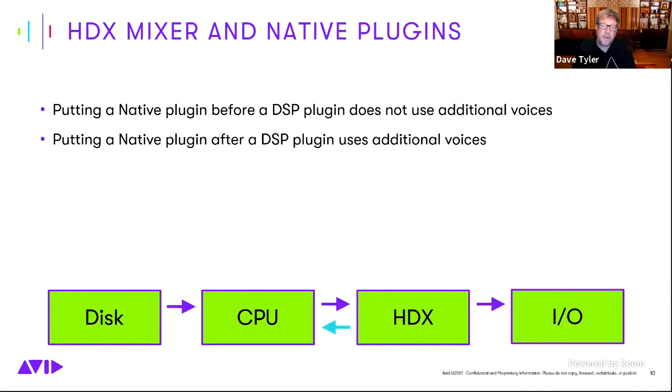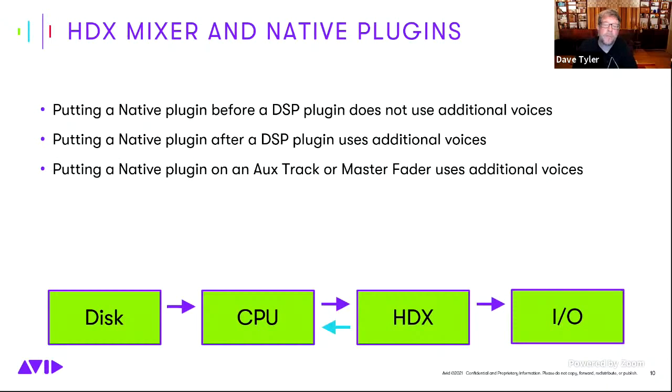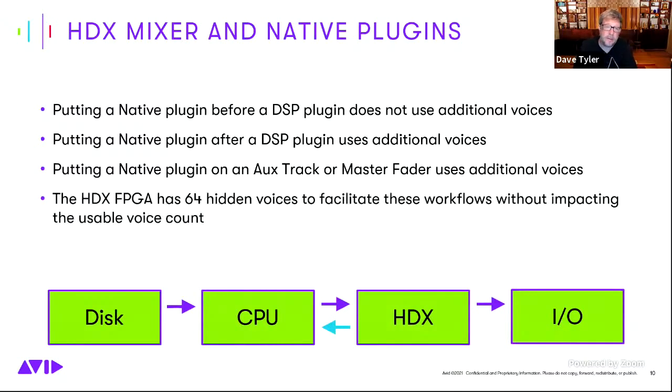However, if you put a native plugin after a DSP plugin, it needs an additional voice to get the audio from the HDX card back to the CPU to be processed, and back to the HDX card again. In the same way, putting a native plugin on any auxiliary track or master fader will use additional voices, which makes sense if you think about it, because an aux track or a master fader runs on the HDX card. So if you put a native plugin on those, it has to hop to the CPU and then back to your HDX system.